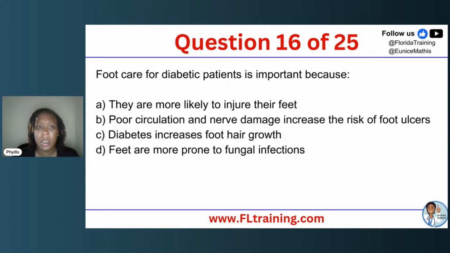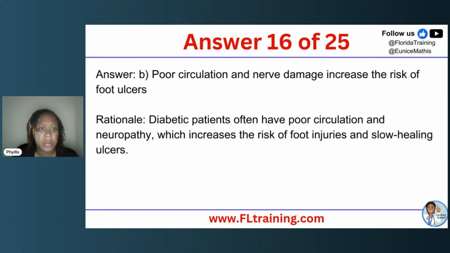All right, let's go ahead and reveal the answer. If you chose B, you are absolutely correct. Poor circulation and nerve damage increase the risk of foot ulcers. Diabetic patients often have poor circulation and neuropathy, which increases the risk of foot injury and slow-healing ulcers.